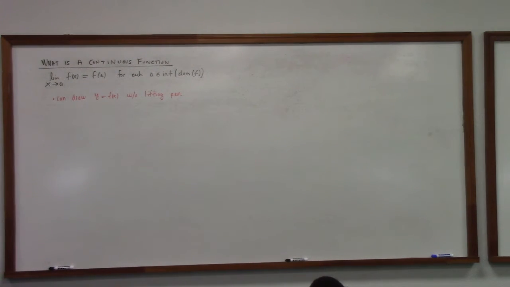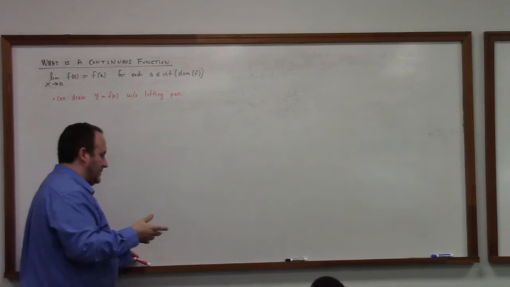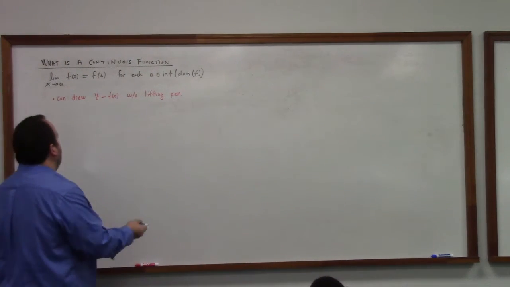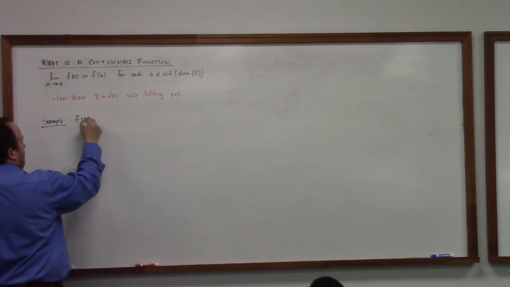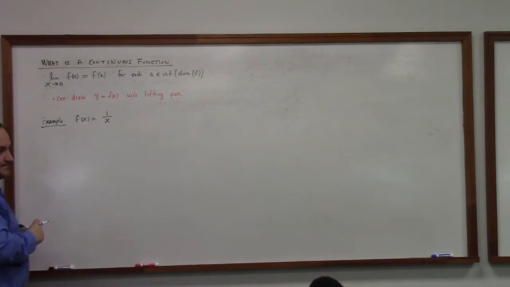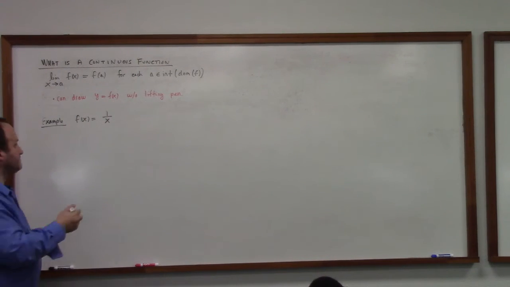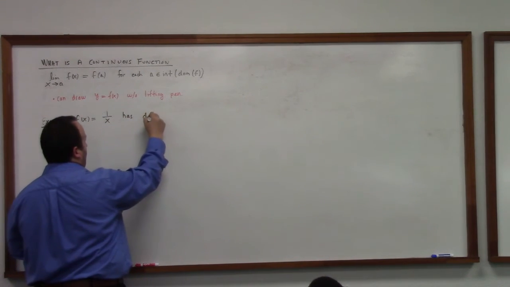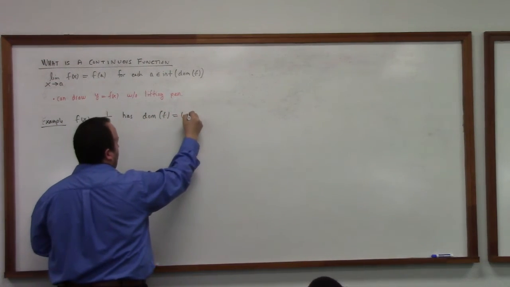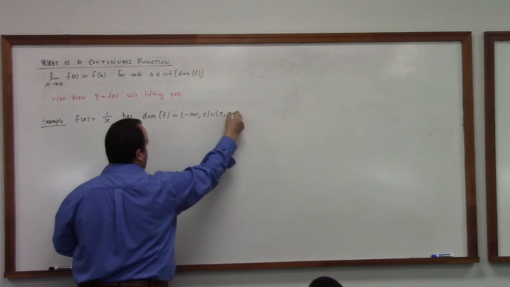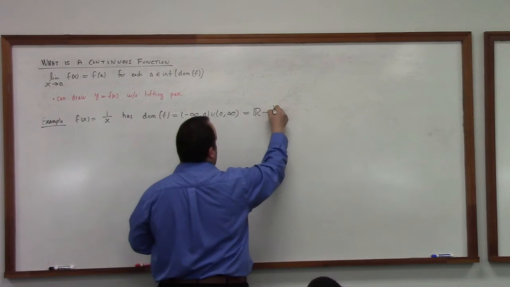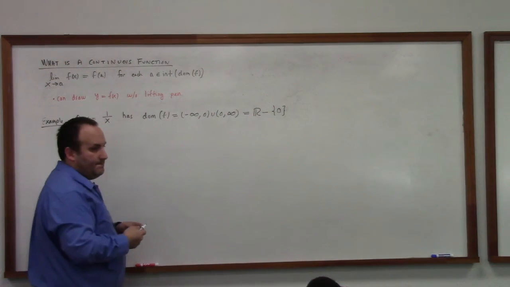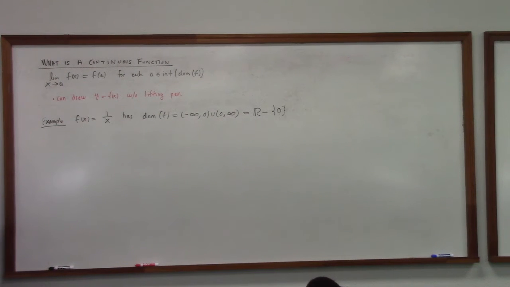We actually don't agree with that here for the following reason. Let me show you an example. So f of x equals 1 over x. What's the domain of this function? I'll write it in interval notation. Minus infinity to 0, union with 0 to infinity, right? Or if you like, you could say the real numbers with 0 removed. This is the domain of 1 over x.